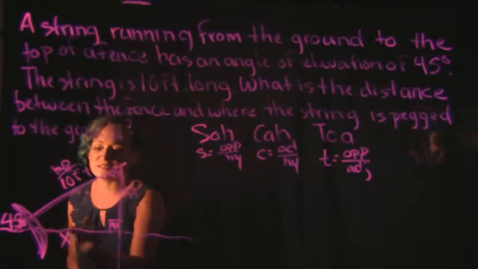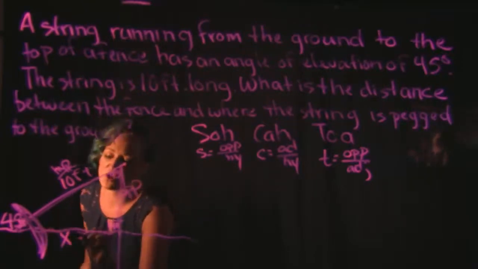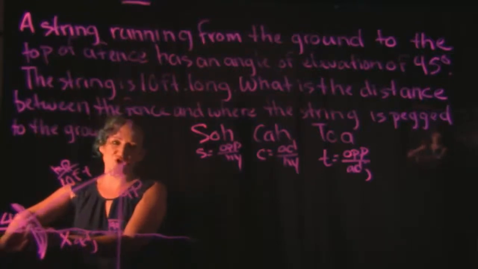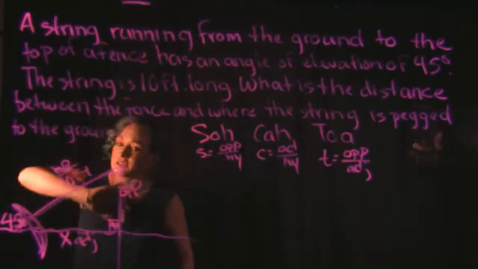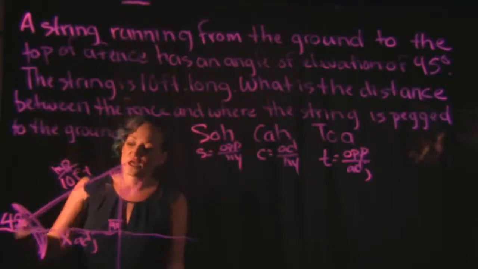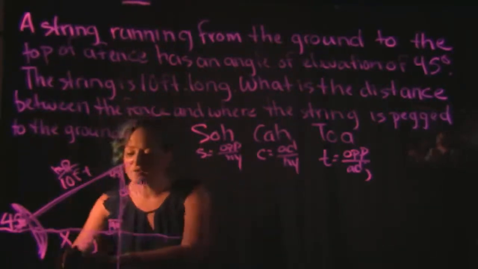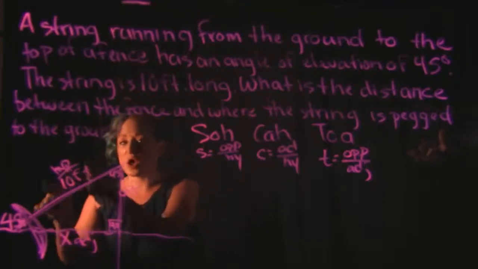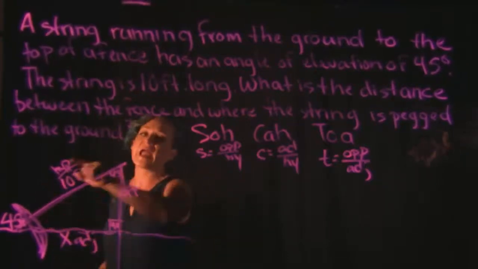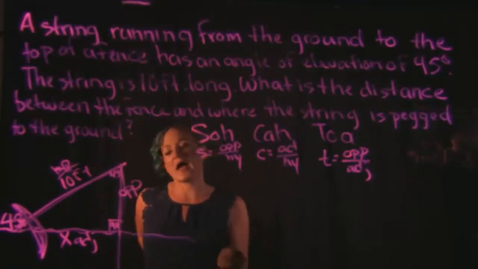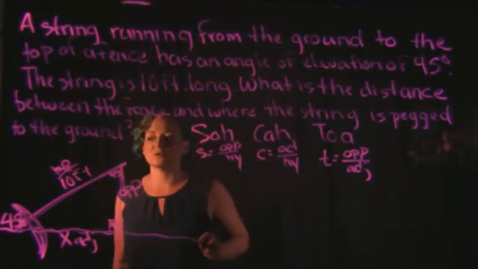So that means this line right here that we need to solve is our adjacent. Remember, adjacent is right next to our angle. It's not the hypotenuse. Again, the diagonal is always the hypotenuse. So this line right here has to be adjacent. We're solving for adjacent, and we know the hypotenuse. So out of sine, cosine, and tangent, which one has adjacent and hypotenuse?